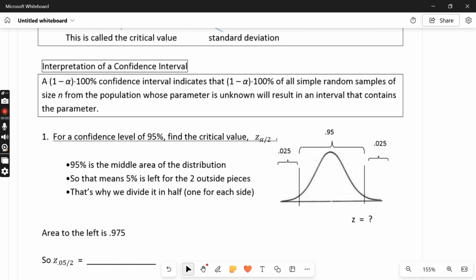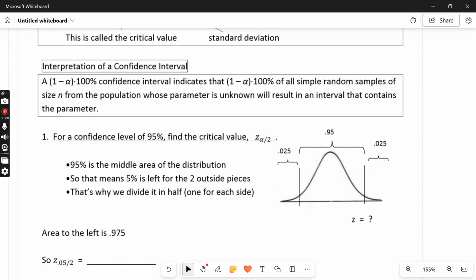A 1 minus alpha times 100% confidence interval indicates that 1 minus alpha times 100% of all simple random samples of size n from the population, this parameter is unknown, will result in an interval that contains the parameter.